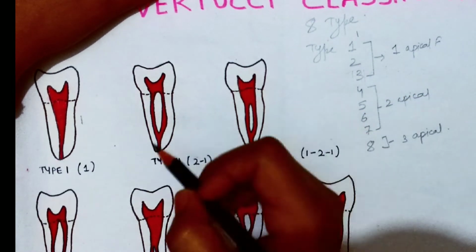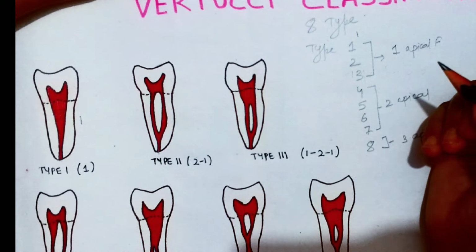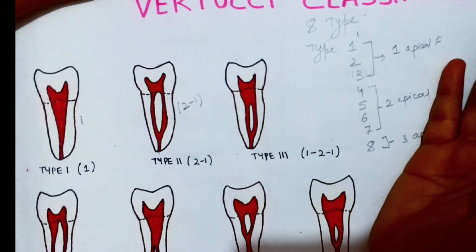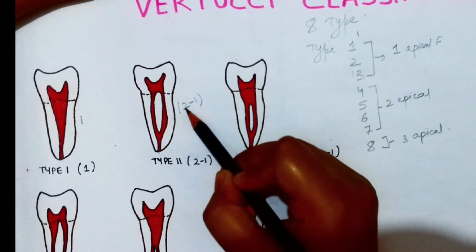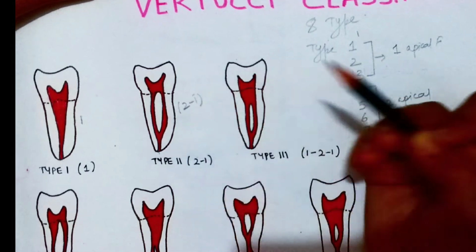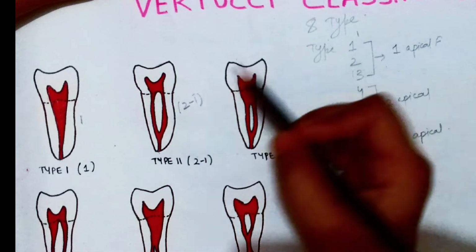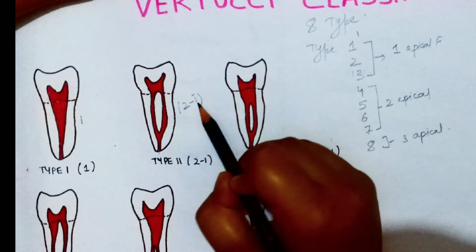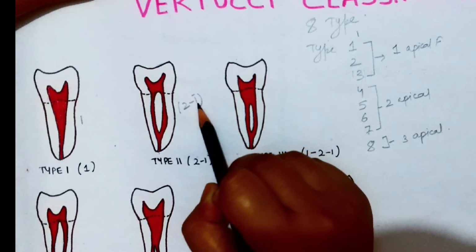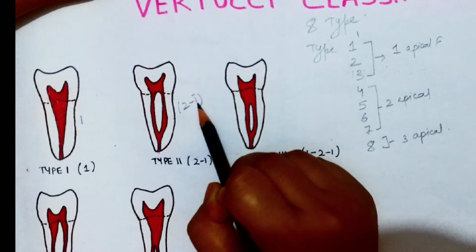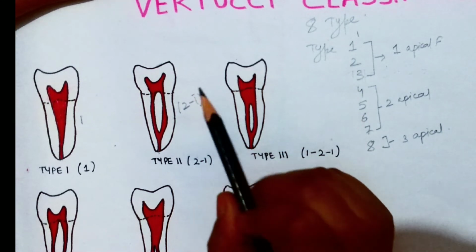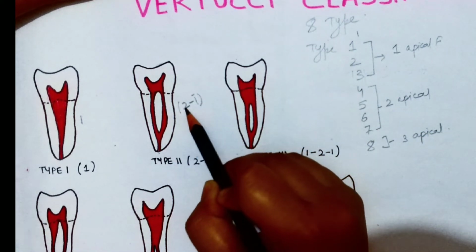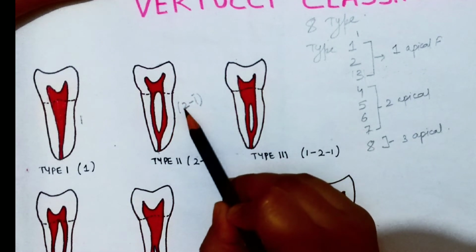So we represent type 1 as 1, then we represent type 2 as 2, 1. We should always remember that the number which is written in the last will represent the number of apical foramen. So I have written 1 on the right side, which means we have only one apical foramen from which our root canal is exiting. Then the number before that represents if there is any division in between. So here 1, 2 represents that from the pulp chamber there will be 2 root canals.